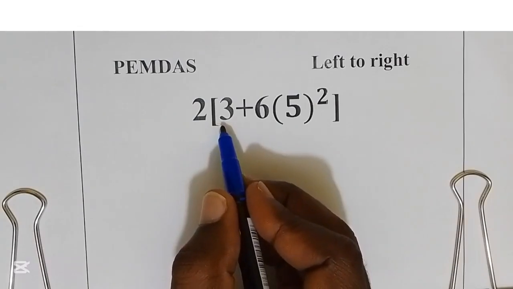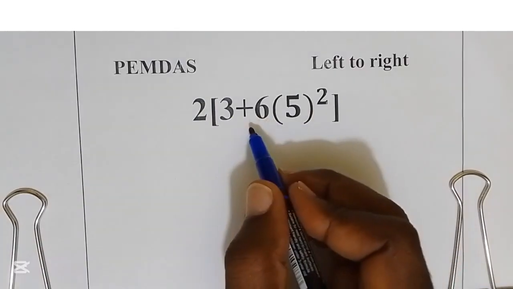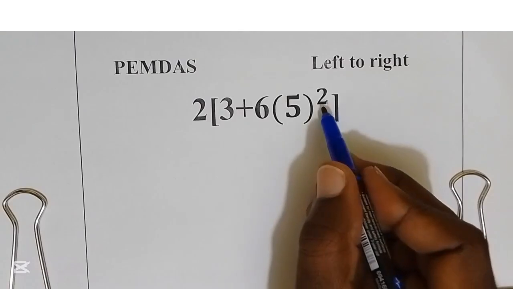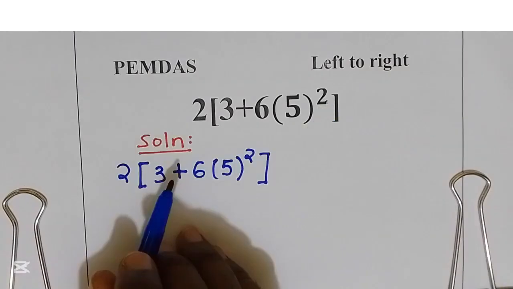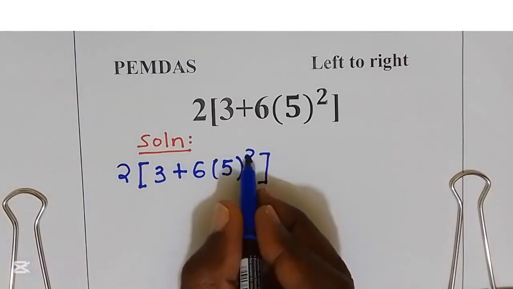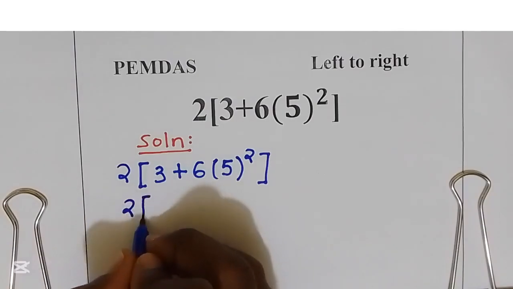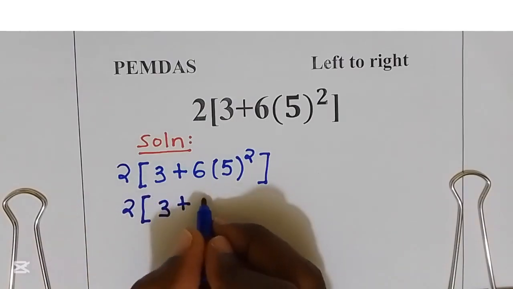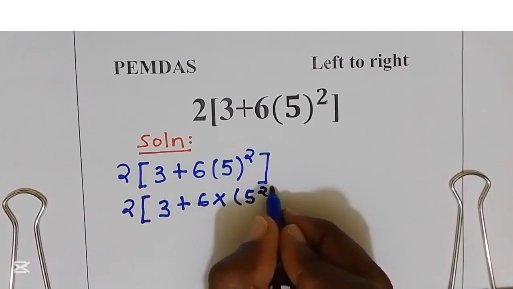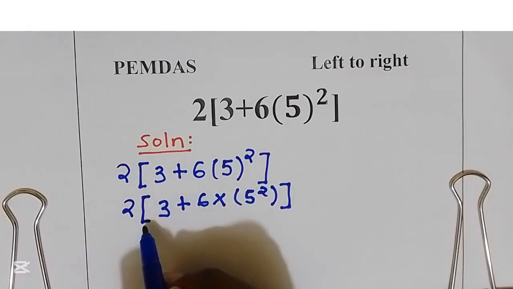It has a bracket and also an exponent. First, I'm going to work in the bracket, where I'll start with the exponent. Let's go to the solution part. Between 6 and 5 squared, there is multiplication here. 2 in the bracket, 3 plus 6 multiplied by 5 squared in the bracket. In the bracket, we are going to work with the exponent.